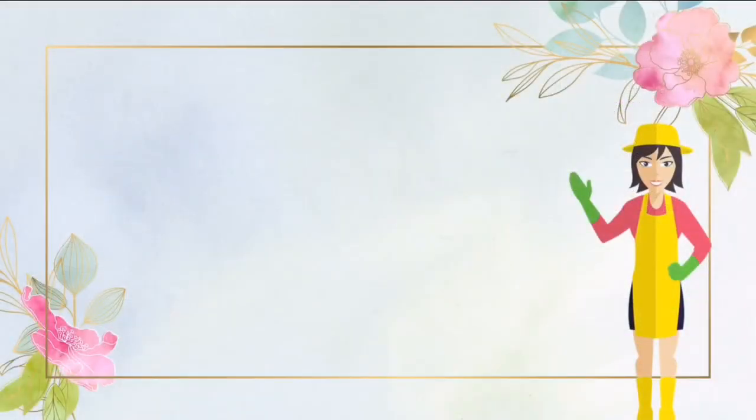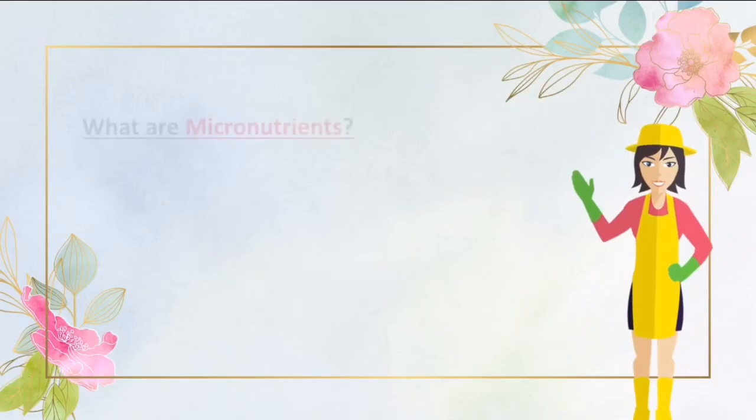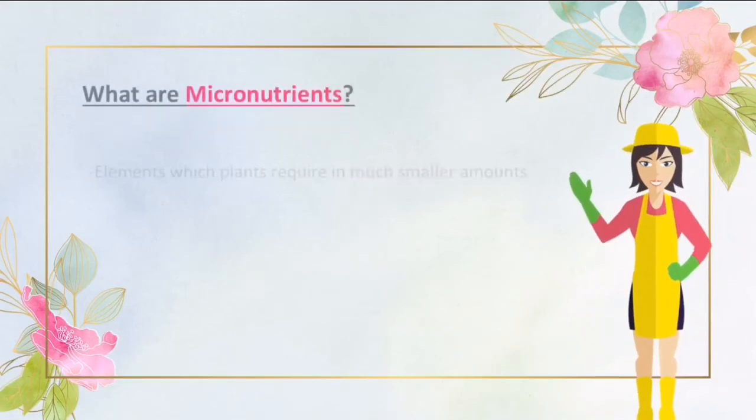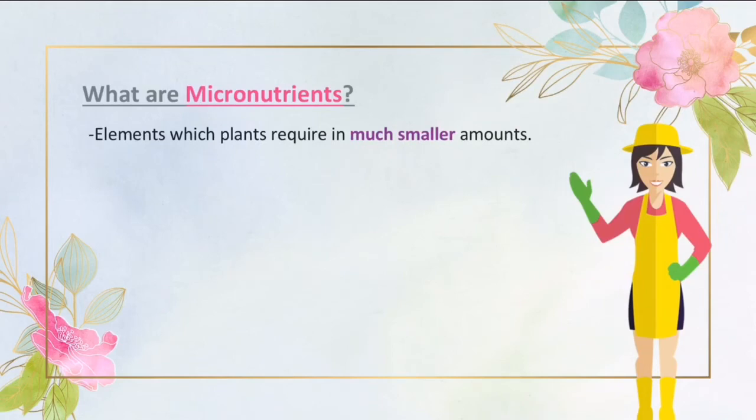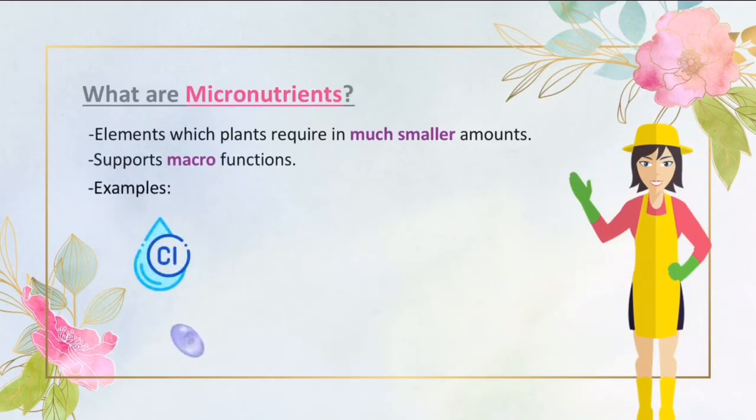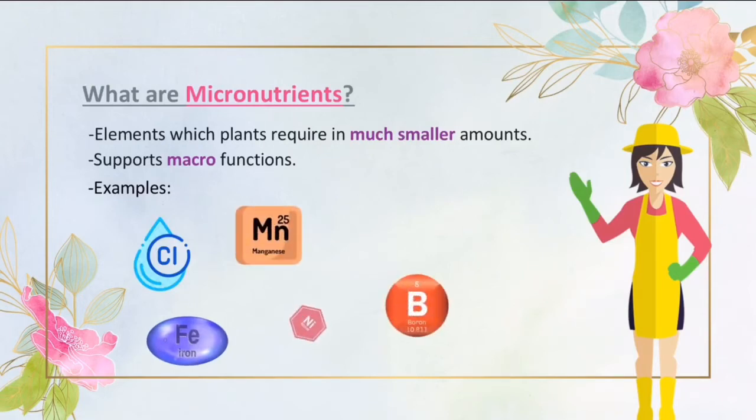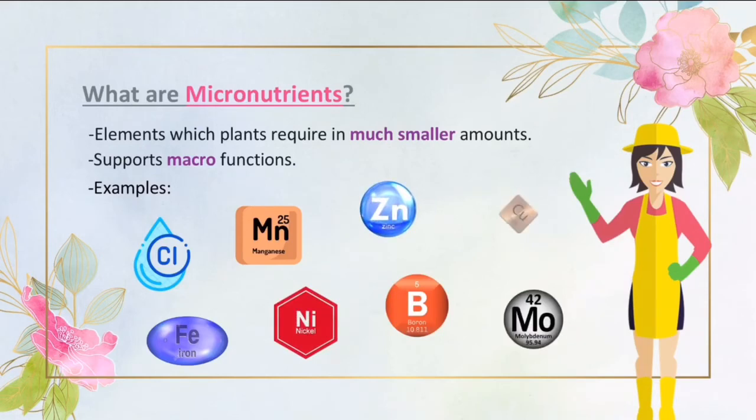Now that you have learned about macronutrients, what are micronutrients? Micronutrients are elements which plants require in much smaller amounts. They are also known to support macronutrient functions. The examples of micronutrients are chlorine, iron, manganese, boron, nickel, zinc, molybdenum, and copper.